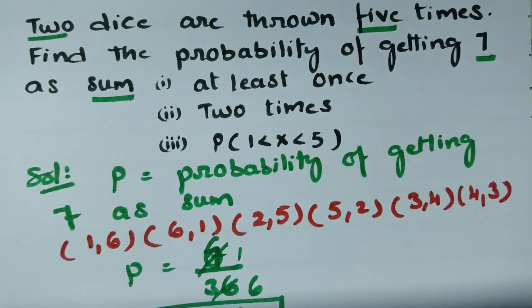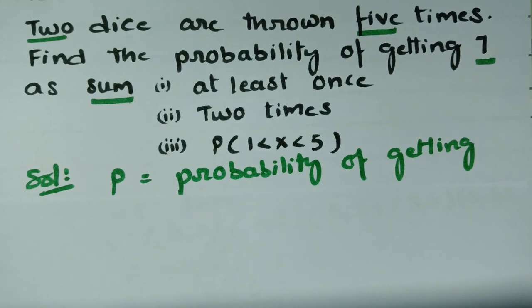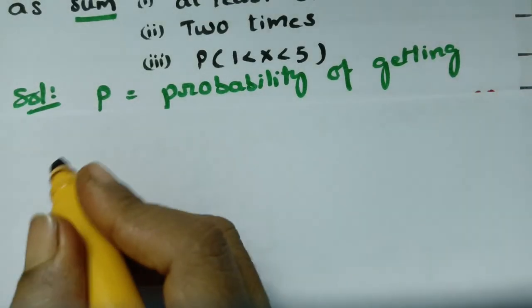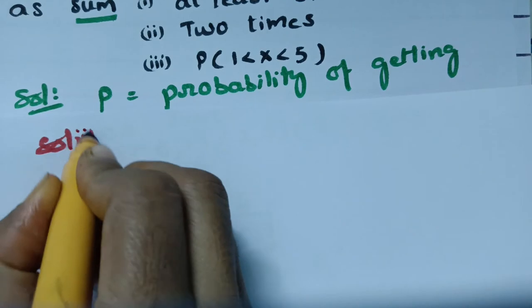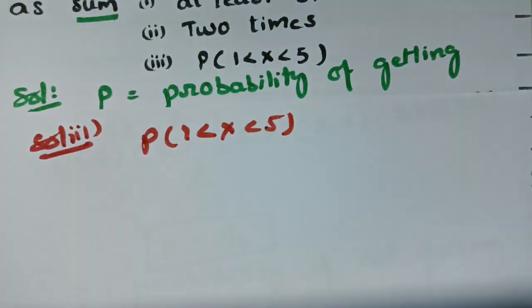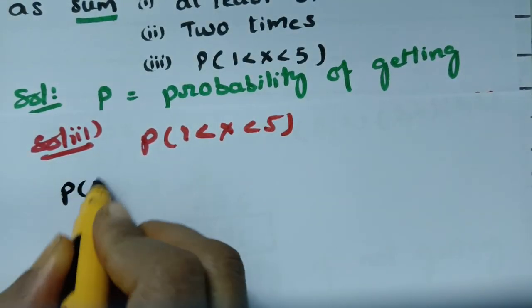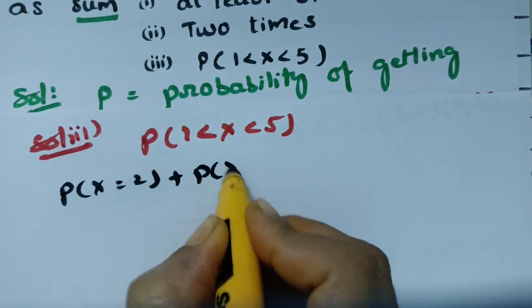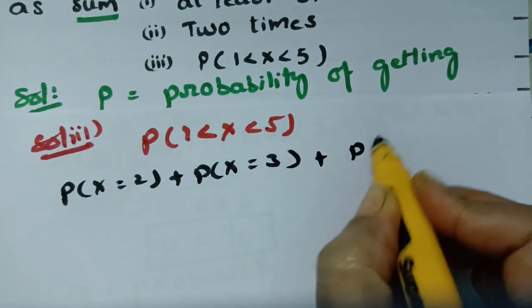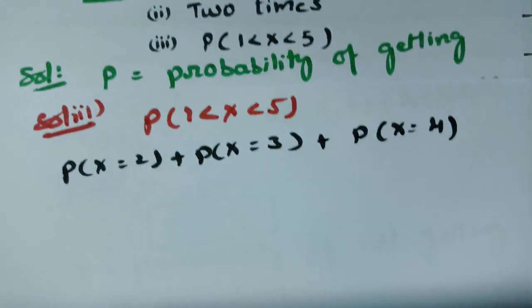And next one, coming to the third question, that is probability of 1 less than x less than 5. See here, solution 3 is nothing but probability of 1 less than x less than 5, which means, see here, x is greater than 1, that is probability of x is equal to 2 plus probability of x is equal to 3 plus probability of x is equal to 4. So, the x value is less than 5, until 4 we have to calculate.